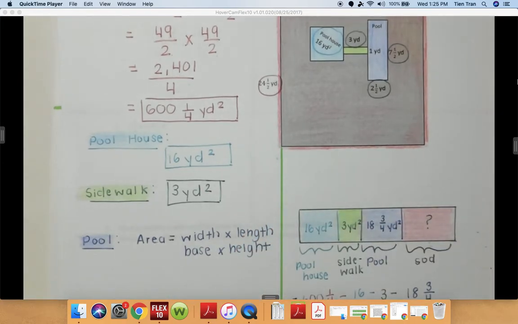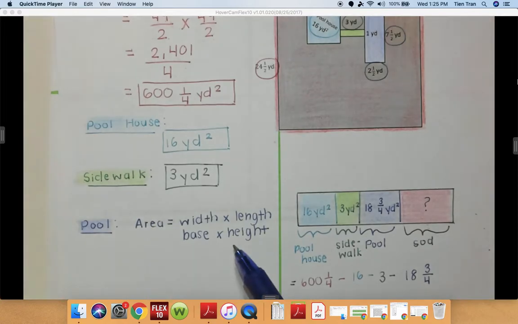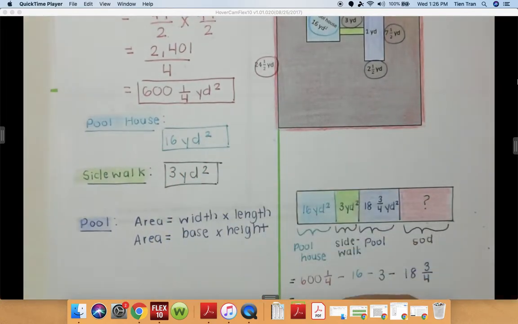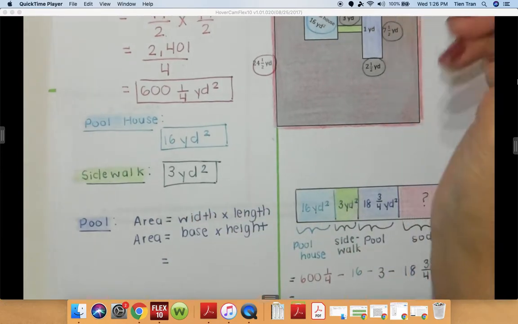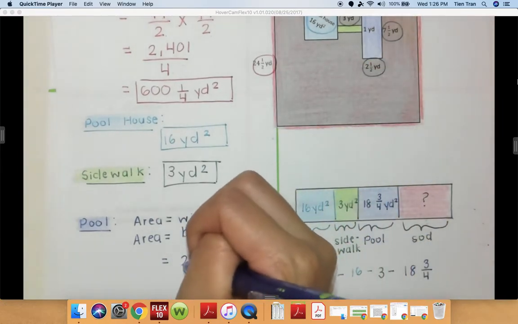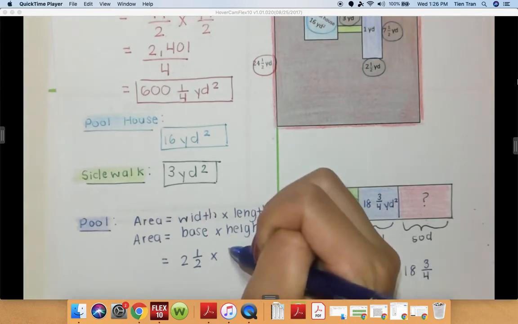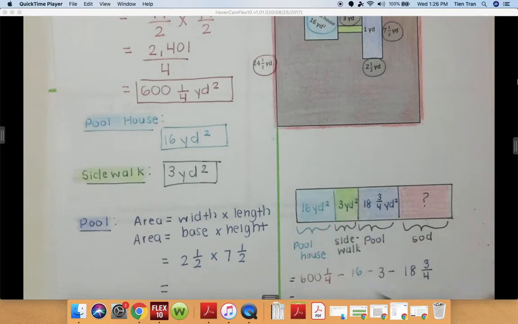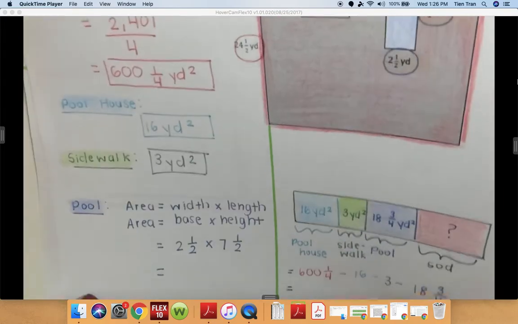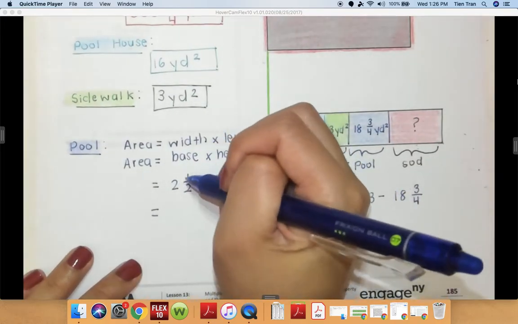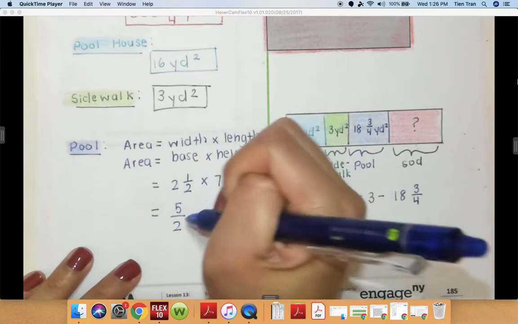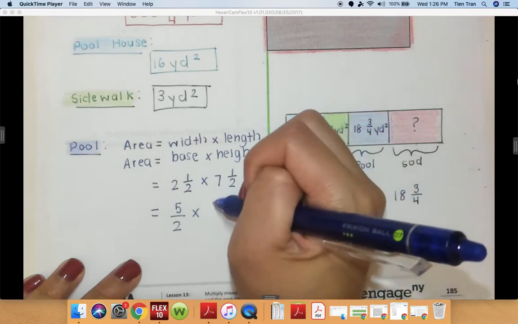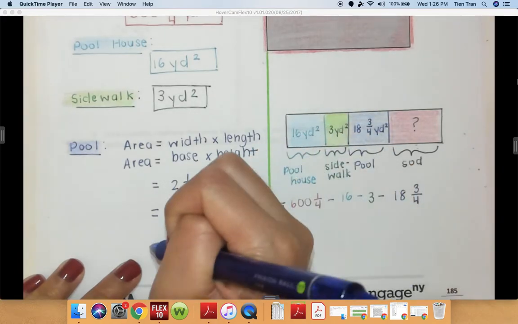Either method, either way, you guys remember it's the same thing. Okay, so now I'm going to multiply. I have 2 and 1/2 times 7 and 1/2. Okay, 2 times 2 is going to give me 4. 4 plus 1 is equal to 5, so I have 5 halves. And on the other side, 7 times 2 is 14, plus 1 is 15. So I get 15 halves.